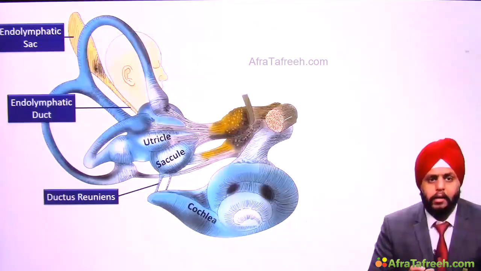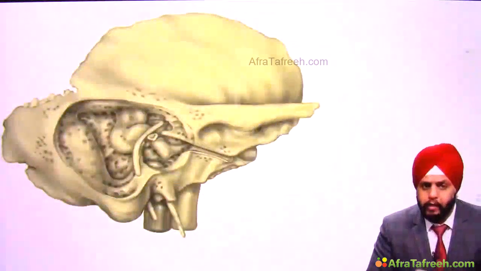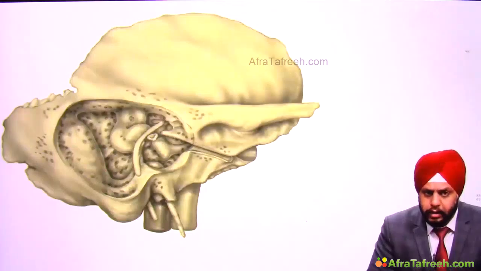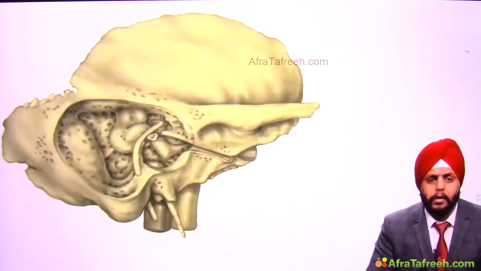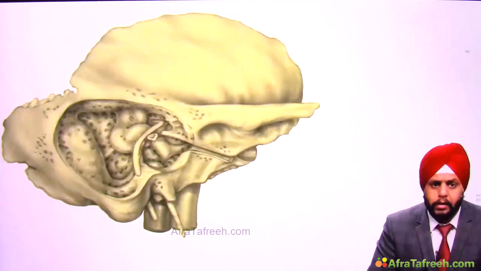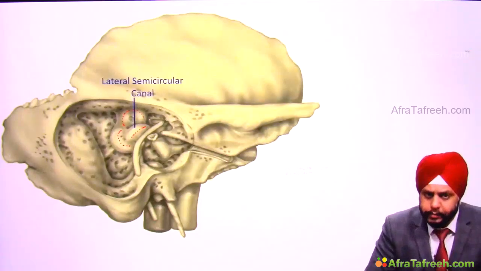To understand the location of this endolymphatic sac, let's look at this diagram. This is the diagram of the mastoid cavity that we discussed earlier also in the previous session. Now let's look at this bony labyrinth. In the bony labyrinth, we have the superior semicircular canal, this is the posterior semicircular canal, and most importantly, this is the lateral semicircular canal.